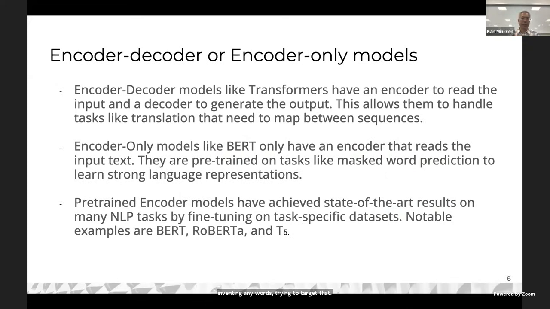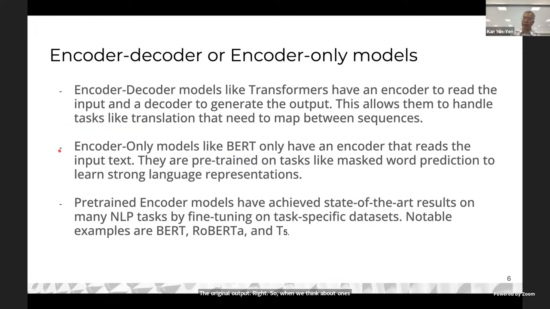Okay, so let's take a look at this slide. Again, when we think about encoder-decoder models, there are lots of them. Often they'll have an encoder to read the input and a decoder to generate the output, right? And we need to be able to train them in a way that allows the output to match the original output, right?